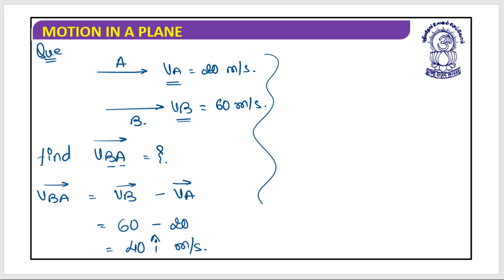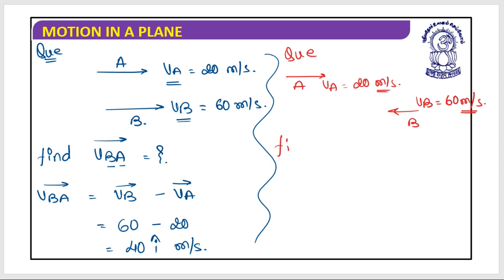Next question is that suppose car A is there, which is moving with 20 meter per second, and car B is there, which is moving with 60 meter per second. I need to find VBA, the relative velocity of B with respect to A.